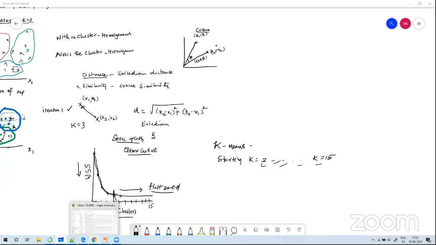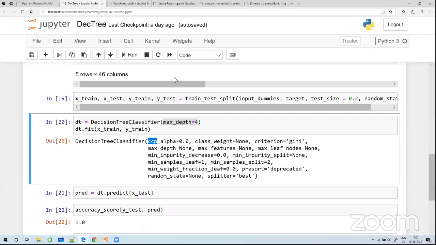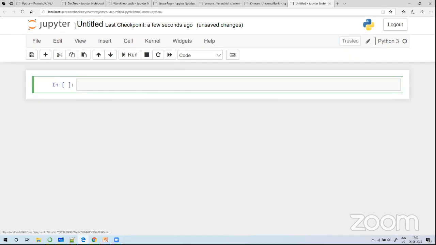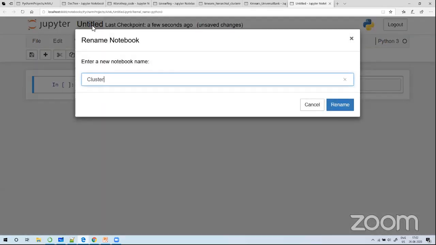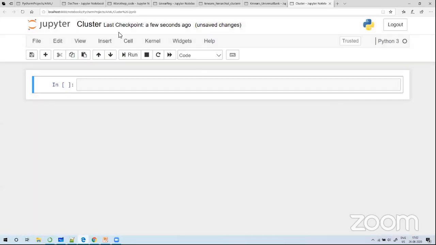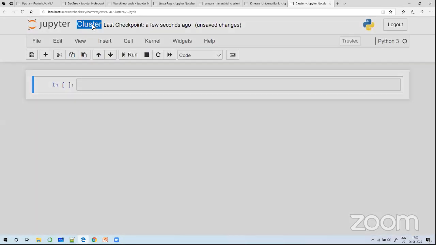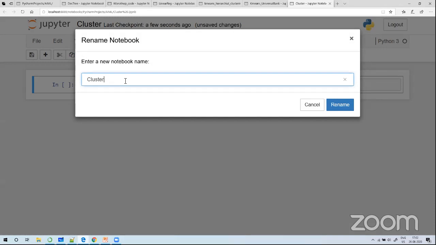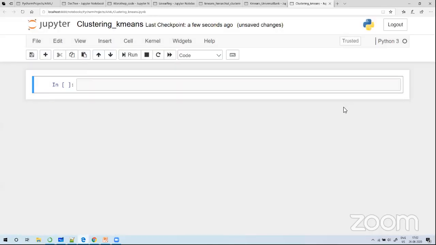We are all set. Now let's jump into the exercise. And just like how we do, I'm also always going to take a fresh notebook and we are going to add cluster. Or you can rename this as clustering underscore k-means. There are a lot of clustering algorithms. You have hierarchical clustering, you have k-means clustering, and then you have k-modes, you have DBSCAN, and then you have the most advanced clustering techniques coming in, right?